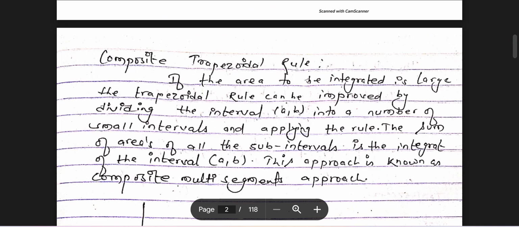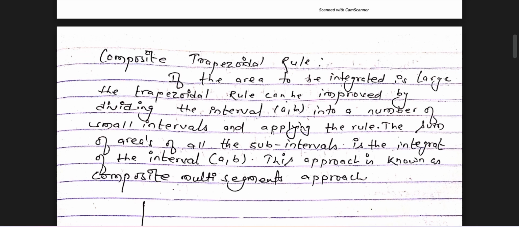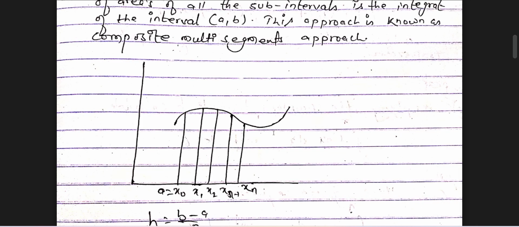Composite trapezoidal rule: the area to be integrated is large. The trapezoidal rule can be improved by dividing the interval AB into a number of small intervals and applying the rule. The sum of the areas of all the sub-intervals is the integral over the interval A, B. This approach is known as the composite multi-segment approach.